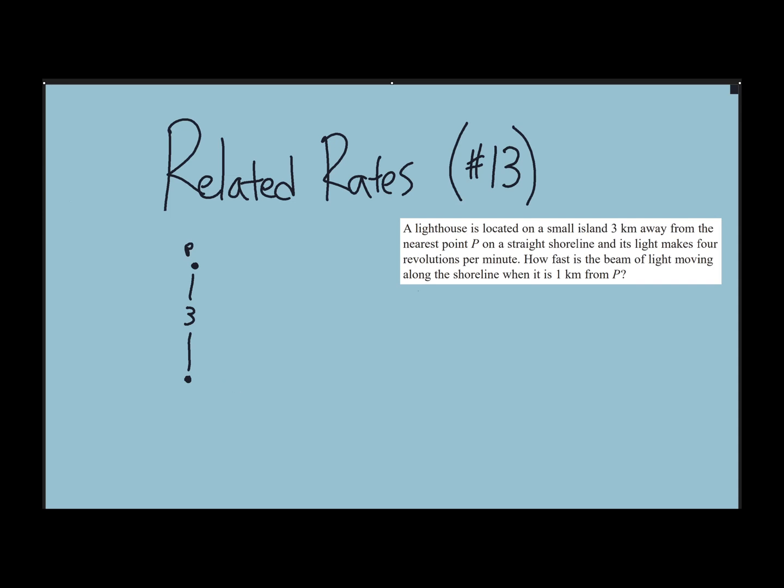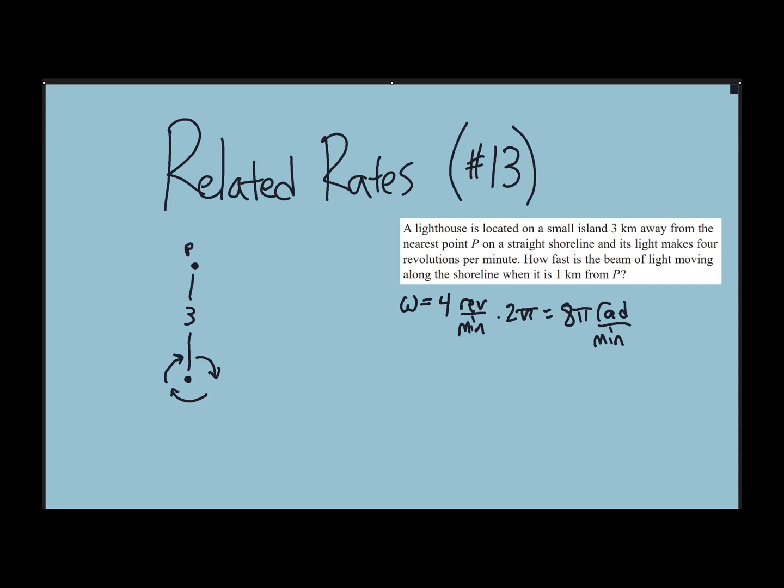And it says that the beam of light makes 4 revolutions per minute on this lighthouse. So let's just draw a little kind of thing here, and we'll write out the data for it. The angular velocity is 4 revolutions per minute. And I don't like revolutions per minute, so I'm going to multiply this by 2 pi to get the angle itself. I'm going to get 8 pi radians per minute, like that.